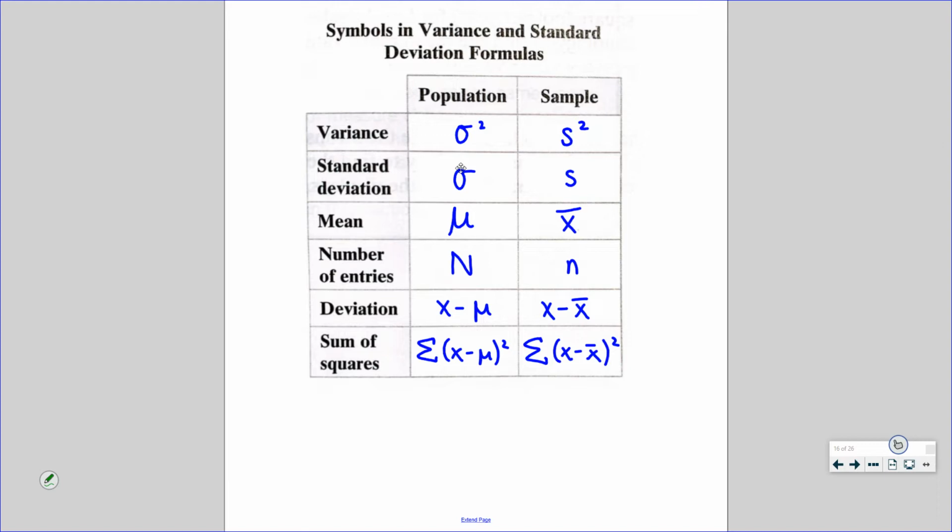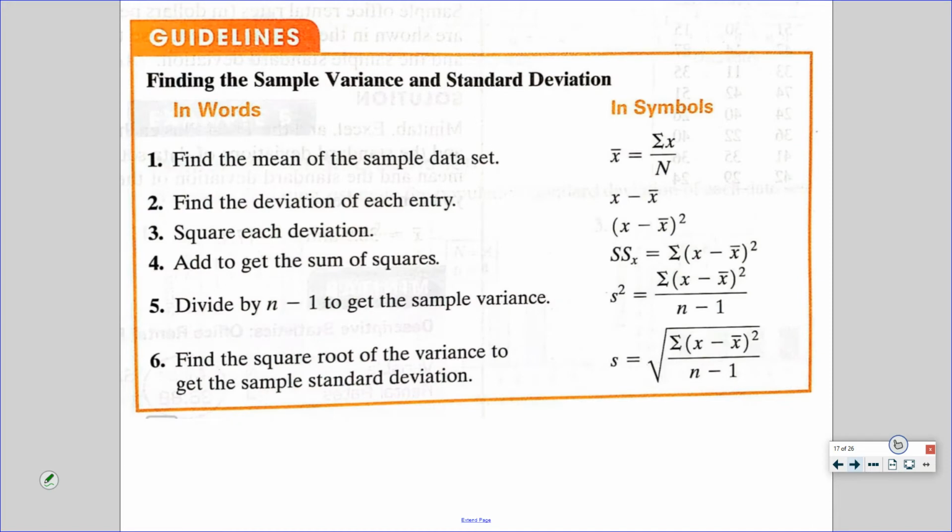Okay. I screenshotted this again from your book, the step-by-step. I do like how it's laid out how to calculate sample variance and standard deviation. So folks, the only thing that's different is we just have to remember to minus 1 when we divide by our total number of entries in the sample. That's the only thing that's different. If you want to highlight it, you can. But it's the same steps.